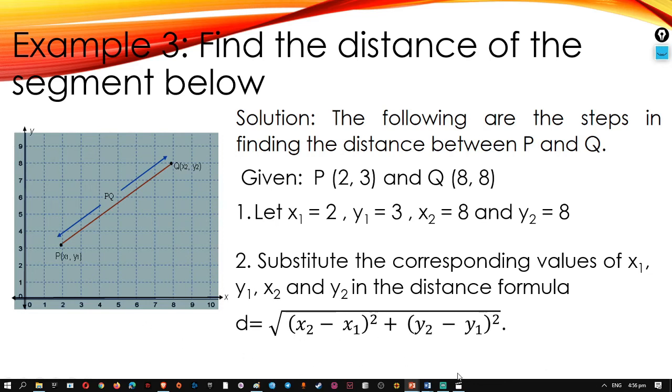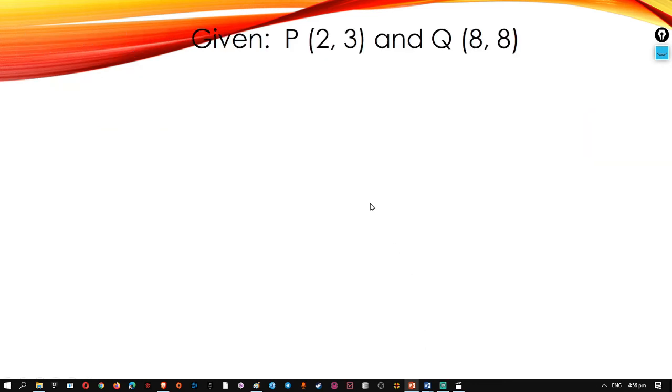So we'll substitute that to the formula. Yan. Kaya ito po ang lagyan natin. Lagyan natin ng, so this is x sub 1. This is x sub 2. And then, this is y sub 1. And this is y sub 2. Okay? So, let's continue.